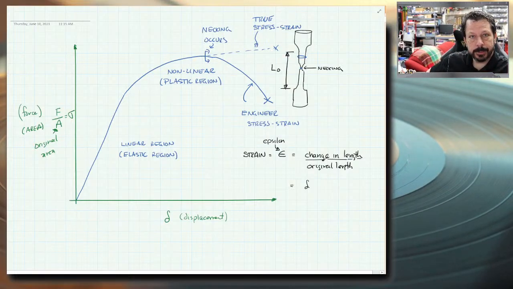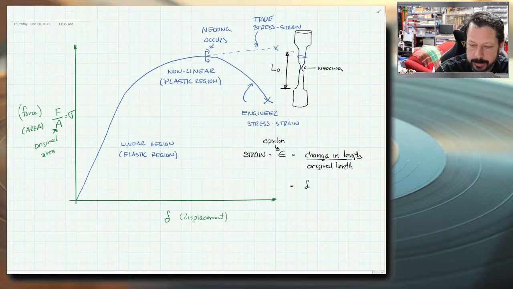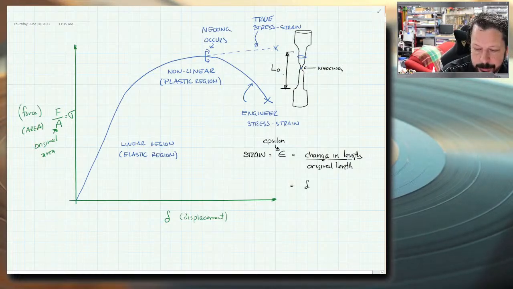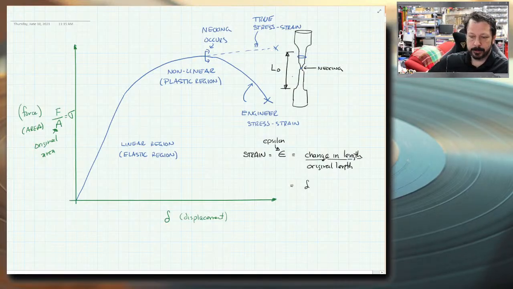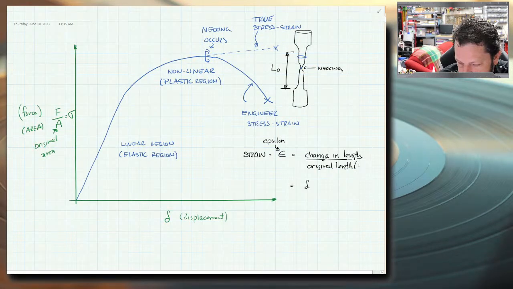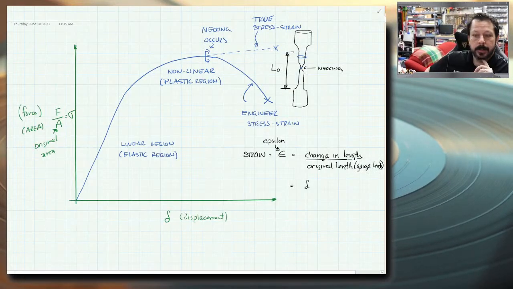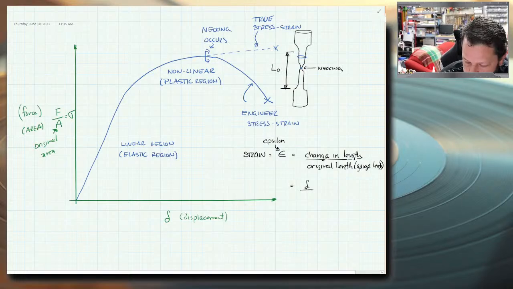So it's the reduced section of the, well now, I've shown it with the neck here. So it's the original length before you start stretching it, right? So it's the gauge length. So original length, in this particular case, we might call it gauge length. Ran out of room on my screen, so I'm going to call it L naught. Delta specifically will be the final length minus the original length.